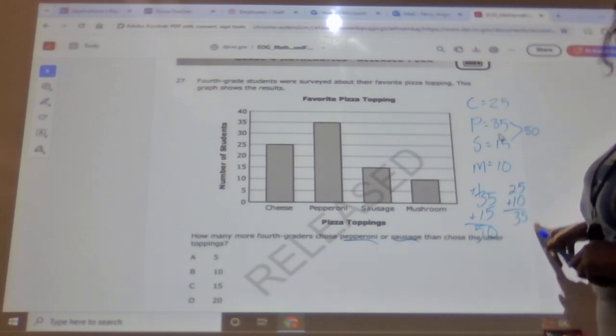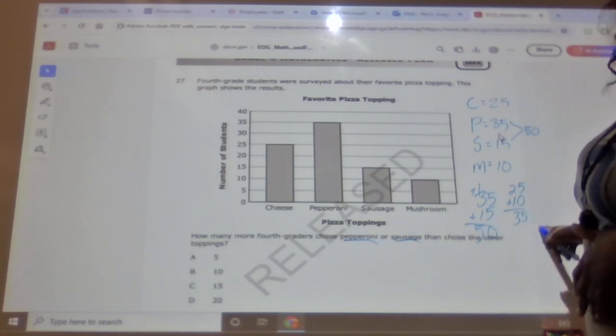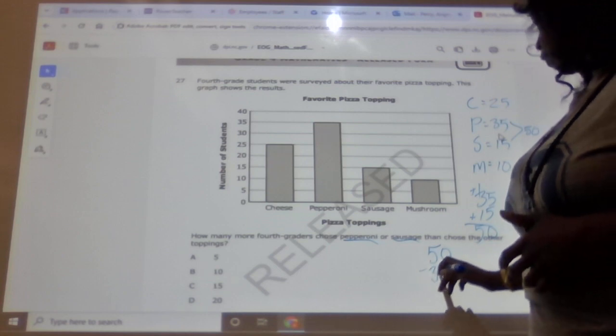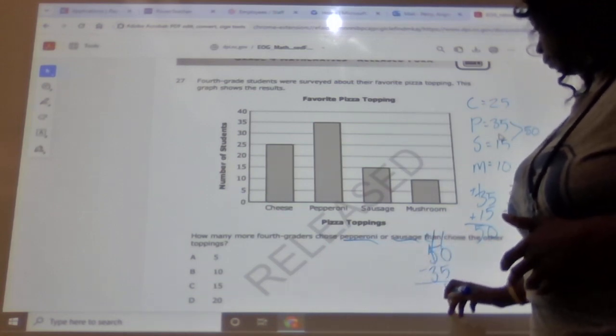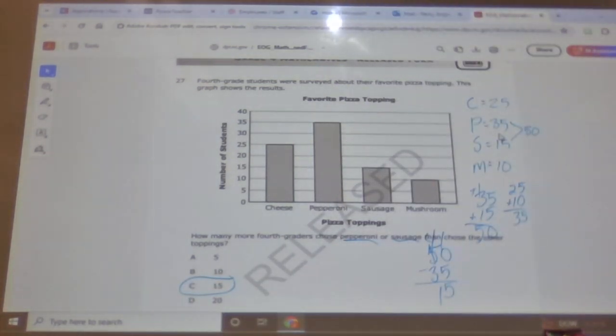So that's 35 people that chose something other than sausage and pepperoni. So I'm going to subtract to find my answer. 50 minus 35. Can't take 5 from there. 15. So 15 more chose pepperoni and sausage than they did the other toppings.